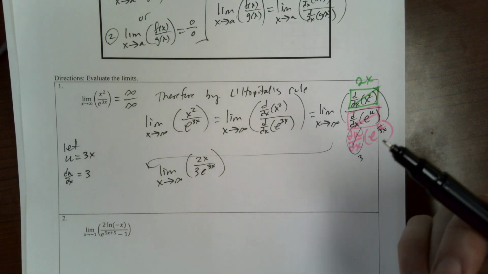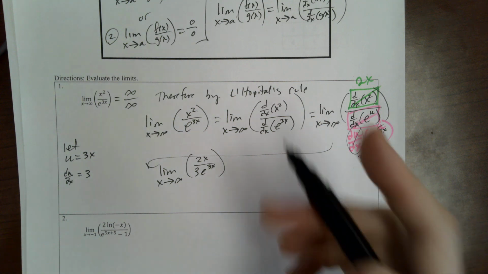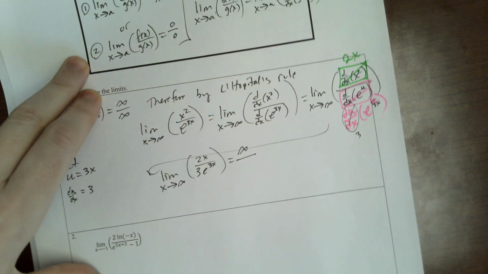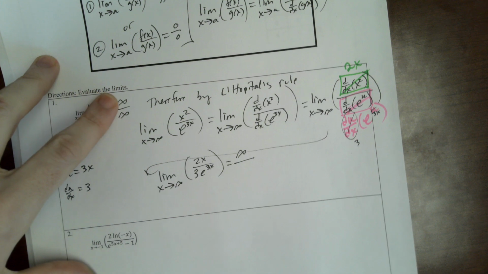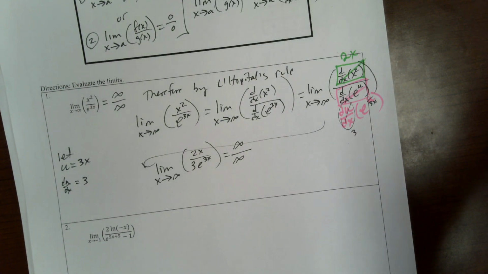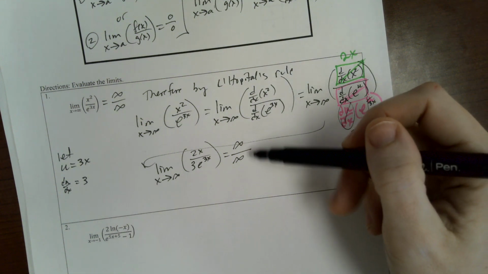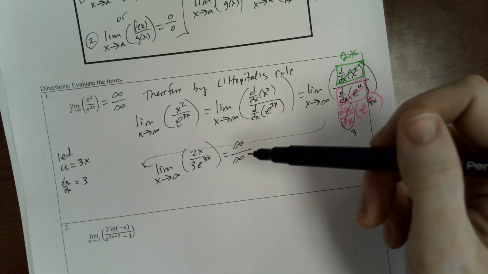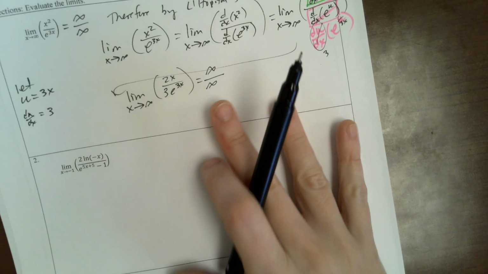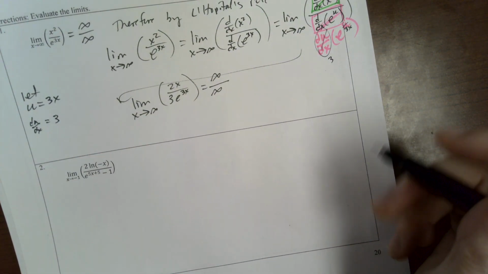Okay, so imagine what's happening. So the limit of the top is infinity. Okay, the limit of the bottom is infinity. So you look at their limits separately and you get infinity over infinity. So we're still getting an indeterminate form. But guys, anytime you get an indeterminate form, like it's one of these, then you could use L'Hopital's rule again.